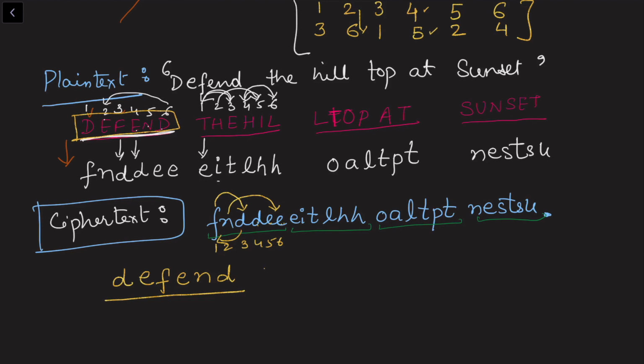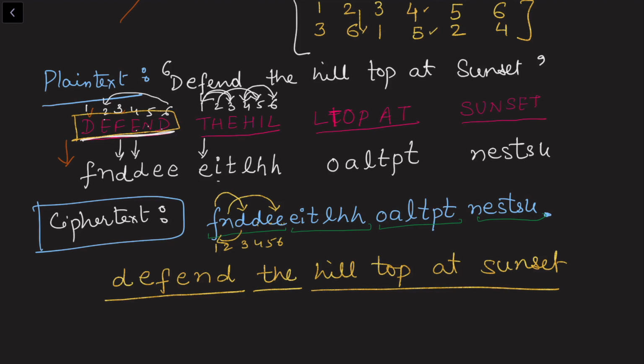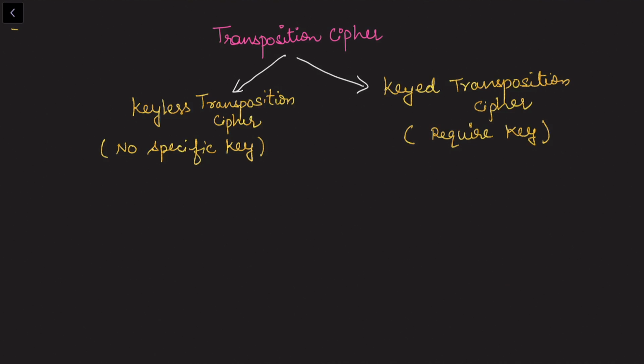In a similar manner we got the remaining text, the hill top at sunset, and we can separate it out into 6 letters, and then further understand from reading the text what the plain text could be. We can also see transposition cipher as keyless and keyed transposition cipher. In the keyless case we do not require any specific key, and in the keyed case we require a specific key, which is what we have done earlier also.